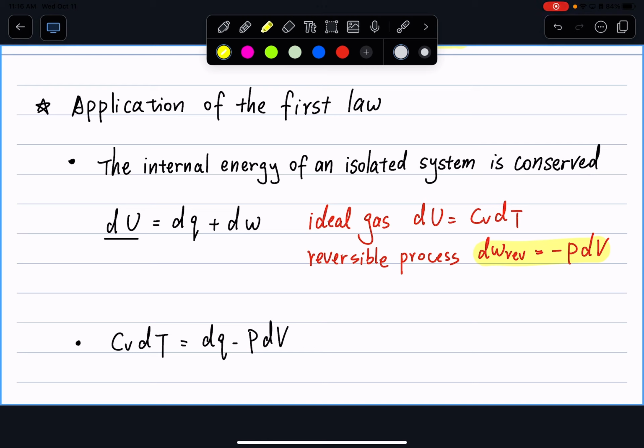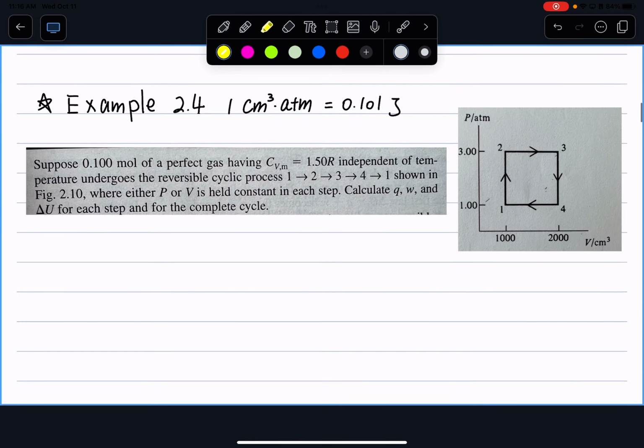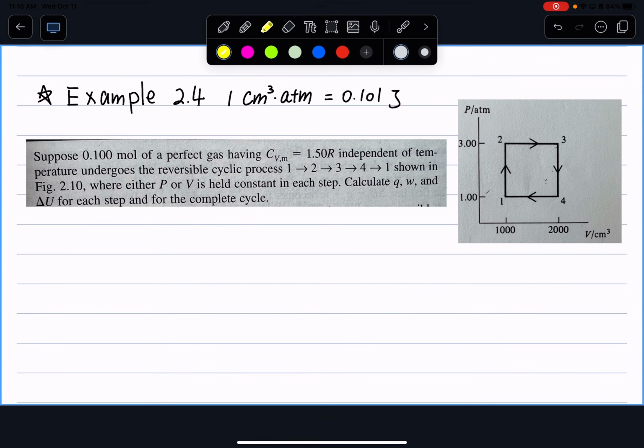So let's work on an example problem together and see how we can use the first law of thermodynamics and all these definitions for heat capacities to solve for the heat, the work being done, and the internal energy change for a specific system. This is a specific system we have in mind. That's example 2.4 in your textbook. We won't go very slowly on this example, because this is a simplistic cycle, and we will come back and talk about more cyclic processes when we start talking about heat engines.